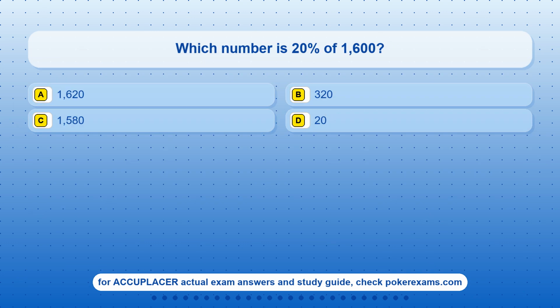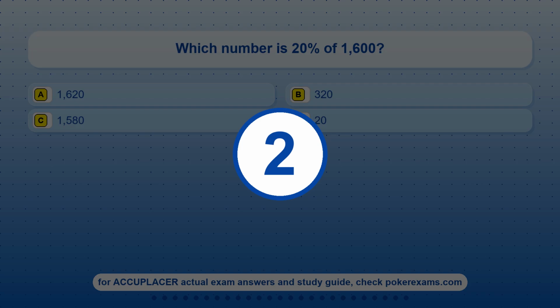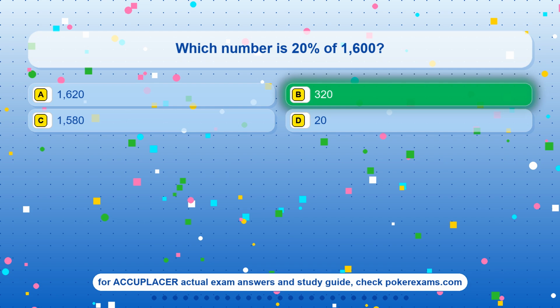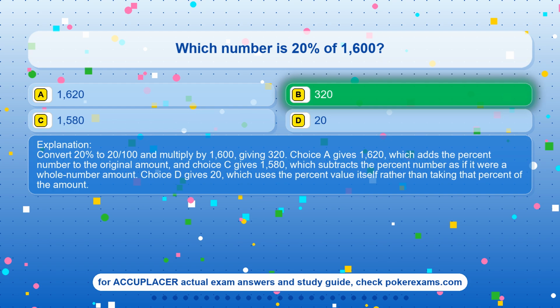Question 16. Which number is 20% of 1,600? Option A, 1,620. Option B, 320. Option C, 1,580. Option D, 20. The correct answer is option B, 320. Convert 20% to 20/100 and multiply by 1,600, giving 320.